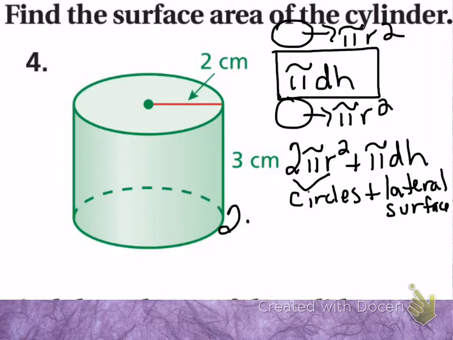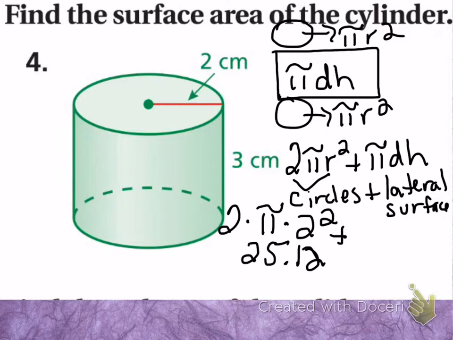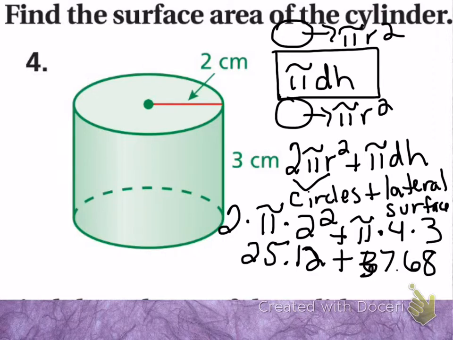2 times, I'm going to use 3.14 for pi, times 2 squared, and that equals 25 12/100ths, plus pi, use 3.14 times 4 times 3, because 4 is the diameter. When we do that, we get 37.68. Now we're going to add the two together, and we're going to get 62 8/10 centimeters squared.